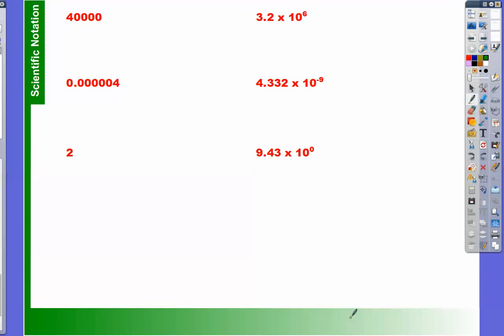Alright, so quick little reminder on scientific notation. Scientific notation is really good for notating really big numbers, like distances in space, or really small numbers, for example, the mass of the particles of an atom.